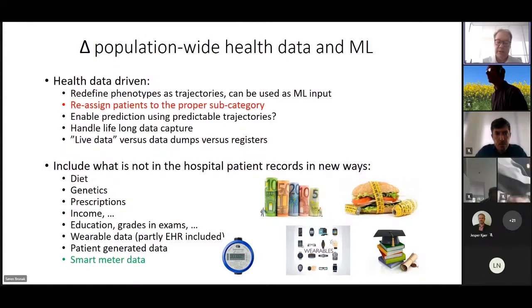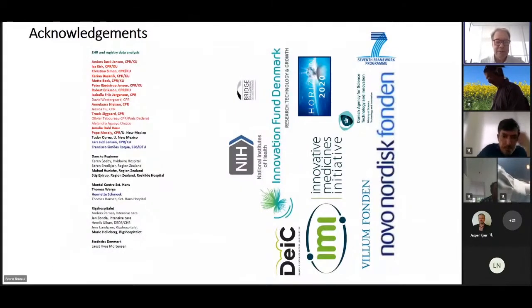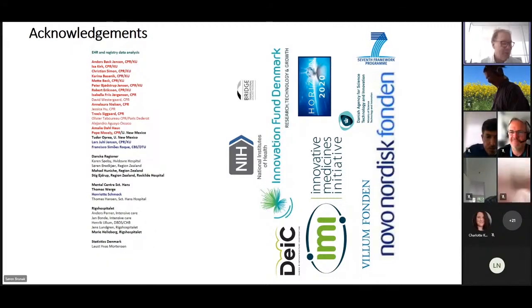But of course, I've not talked much here about diet, genetics, socio-economic data. We are working on smart meter data that also tell you something about how people behave and so on. So there are many data types that you can add to this type of longitudinal analysis. This is just the beginning, and I think many other groups are, of course, also working on these disease progression patterns using some of these thoughts that we also have been working on. So here's my group, and thanks to many of the names here and the funders.